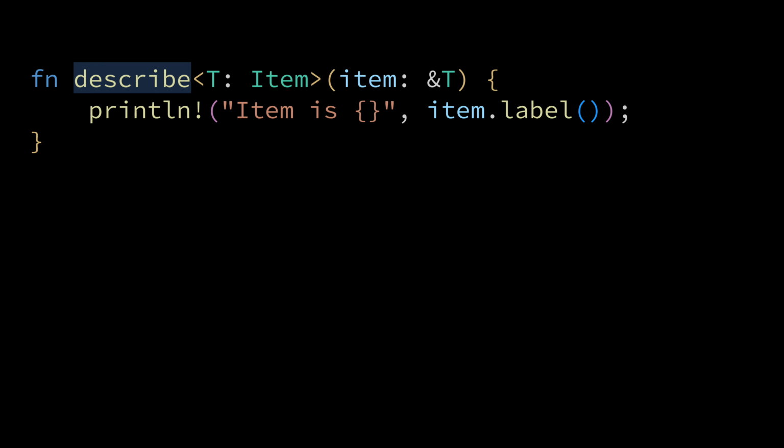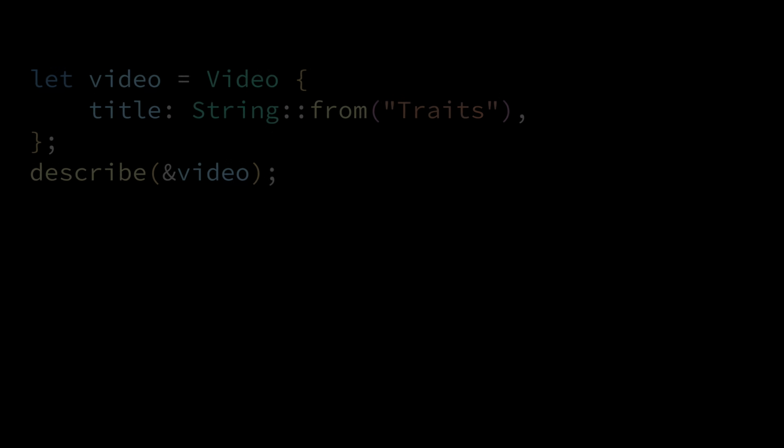This function describes an item. Inside the angle brackets, we declare a generic type parameter T, so this is a generic function. T: Item means this function works with any type T as long as it implements the Item trait. It takes a shared reference to the item, &T. And inside the body of the function, we know that T has the Item trait, so we can call the label method on it. Let's put this to use.